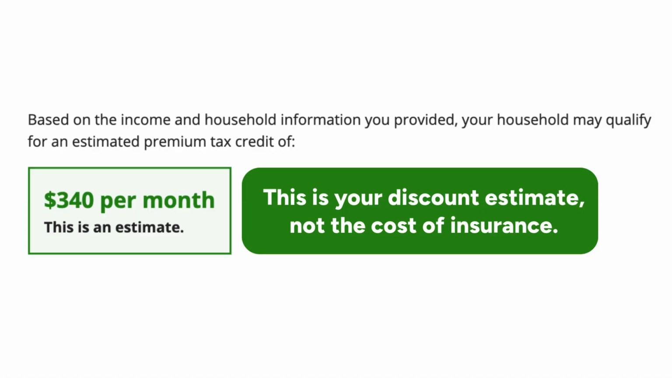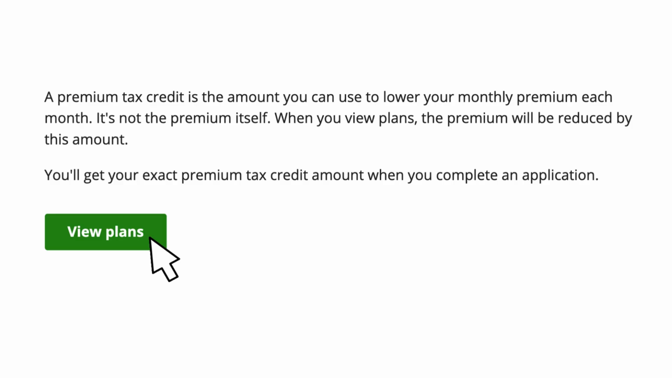The next number you will see is your estimated discount. Important note, this is not the cost of a health plan. It's your estimated discount. When you look at the list of plan options, the discount will be subtracted from the monthly premium. To see the list of marketplace plans available in your area, click the green View Plans button.